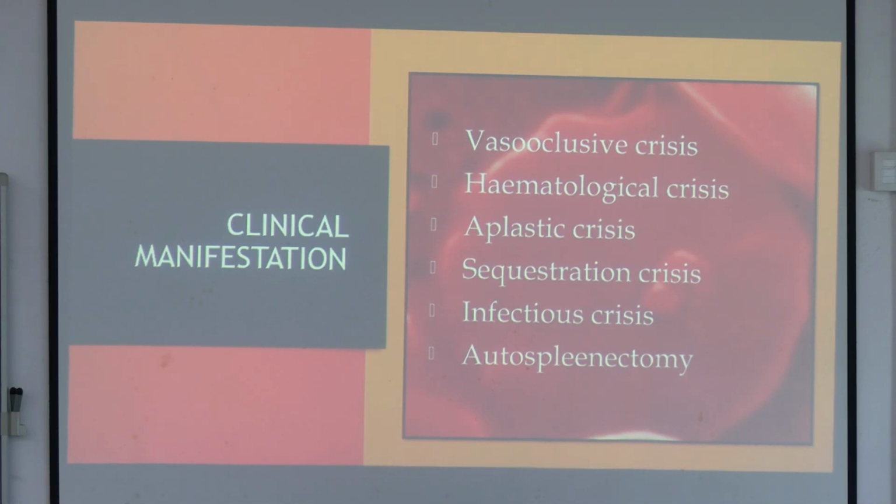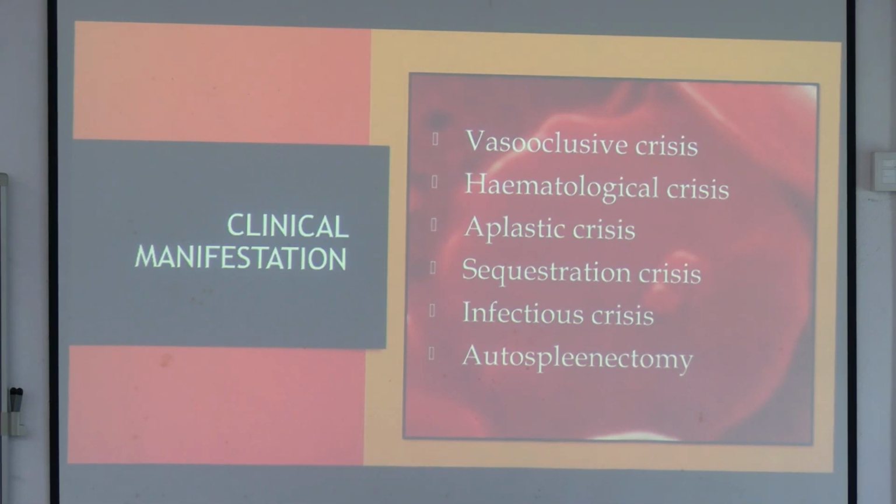Vaso-occlusive crisis is due to clogging of RBC in the microvasculature bed. Why are they more prone to clog or adhere? Because of decreased elasticity and increased adhesiveness of the RBC membrane. Hematological crisis is due to hemolysis, due to the decreased lifespan of RBC. Hematological or hemolytic crisis will appear. Hemolytic crisis means low hemoglobin, increased indirect bilirubin, increased chance of gallstones, pigmented gallstones.